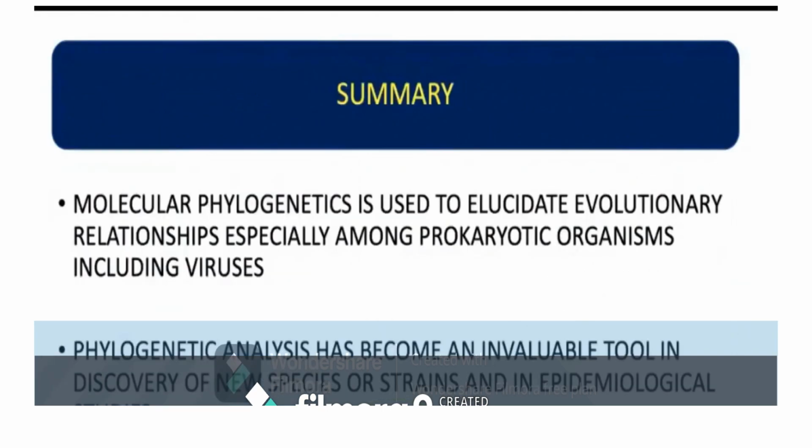As a whole, I am giving the summary. Molecular phylogeny is used to elucidate evolutionary relationships, especially among prokaryotic organisms including viruses. Phylogenetic analysis has become an invaluable tool in the discovery of new species, strains, and in epidemiological studies. Furthermore, phylogenetic studies can also be used in genome-wide analysis for different types of proteins that are formed.